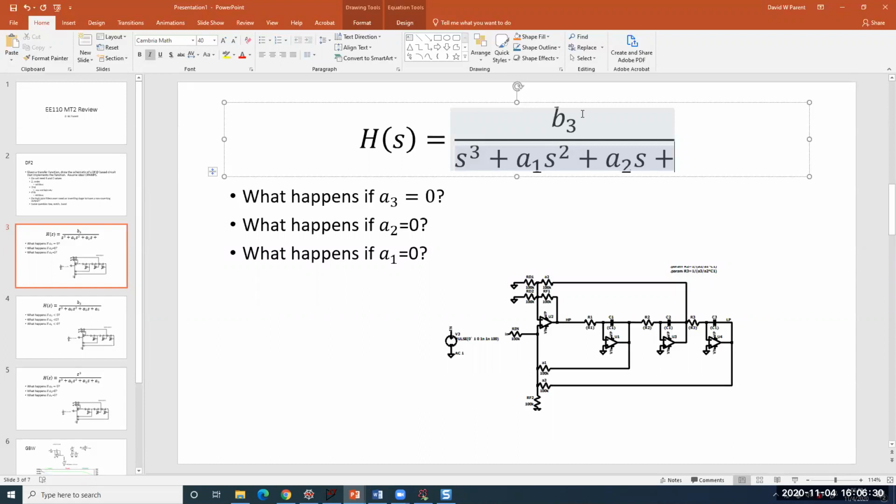Now, the thing is they all have to be missing in this example. A3 being missing does not mean that it can't be an integrator.